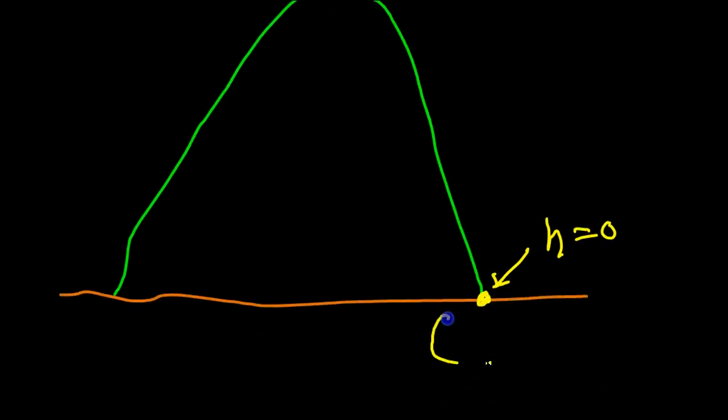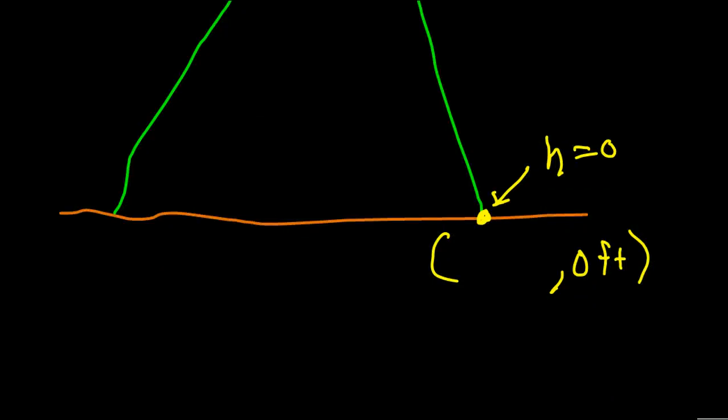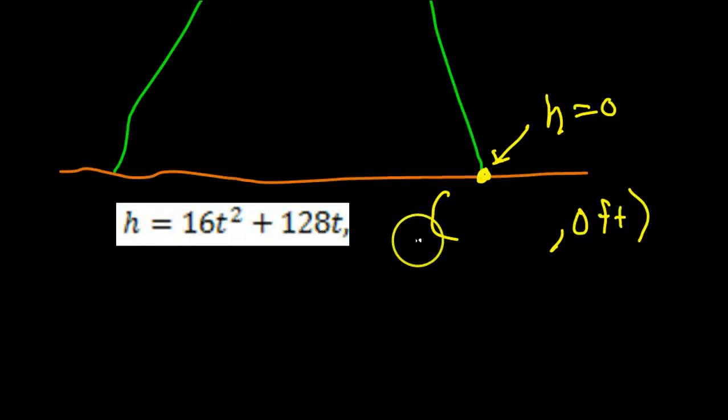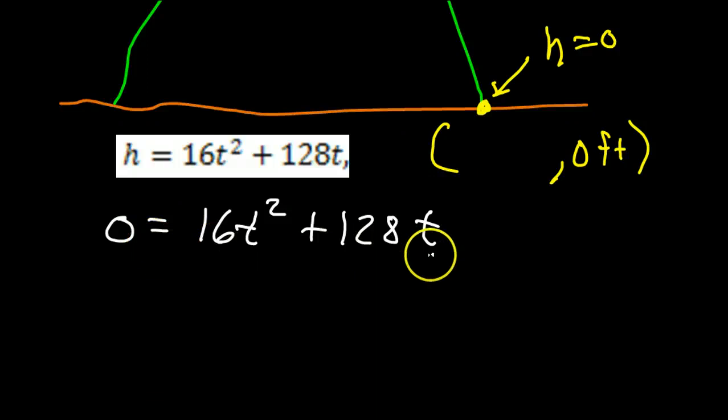Alright, so we know that the height is 0 feet, but we want to find the time that goes with that. So we'll need the equation for that. So let's just steal this. Just going to cut and paste it over here. Okay, so here's the equation. If the height is 0 feet, then I can just plug in 0 for the height. So that gives me 0 is equal to 16 t squared plus 128 t. Okay, so I just need to solve this for t right now.